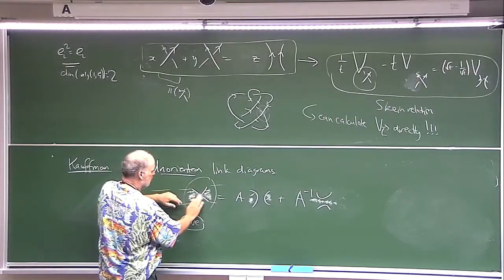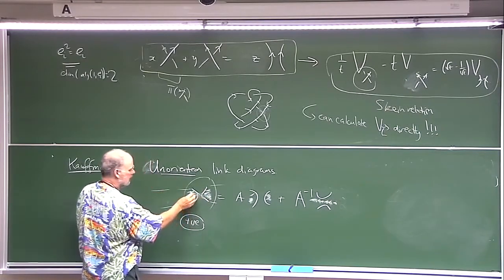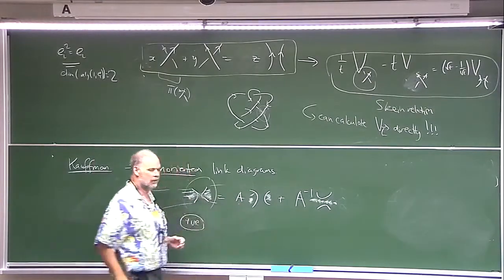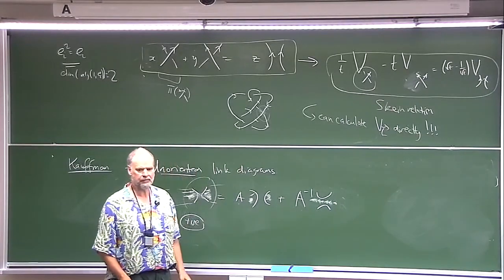Now, there's two possibilities of so-called smoothing this. You can go like that. And so this one cuts off the shaded region, and the convention is simply you use A when you've cut off the shaded region, and A inverse when you've joined the shaded region.